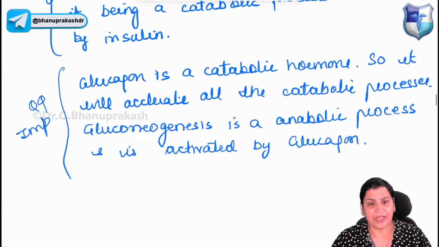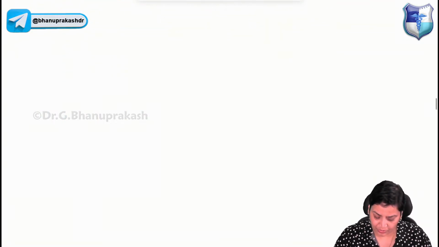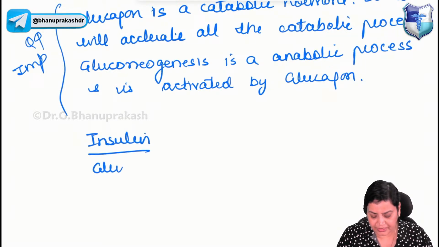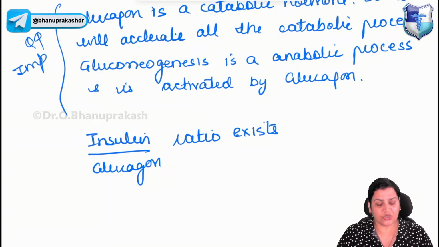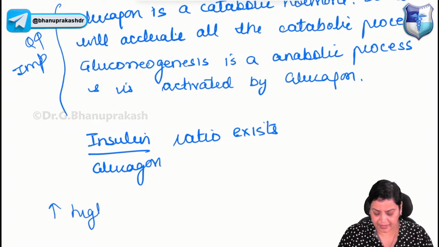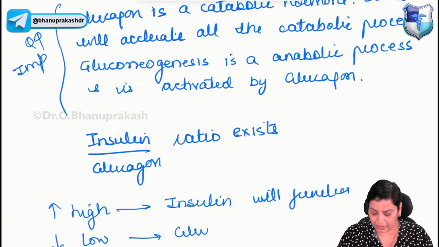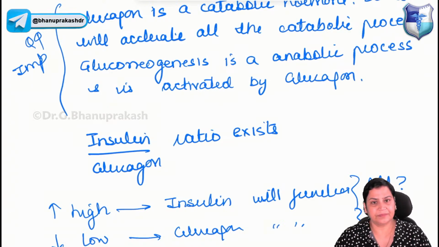Right. Okay, so this is how insulin and glucagon act, and this is what is written here. Now, if insulin and glucagon are working like this, I can say that an insulin to glucagon ratio exists. So if the ratio is high, that means insulin will function. And if the ratio is low, that means glucagon is there. In high insulin to glucagon ratio, I'll tell you what all processes will be accelerated. That I will discuss after this.